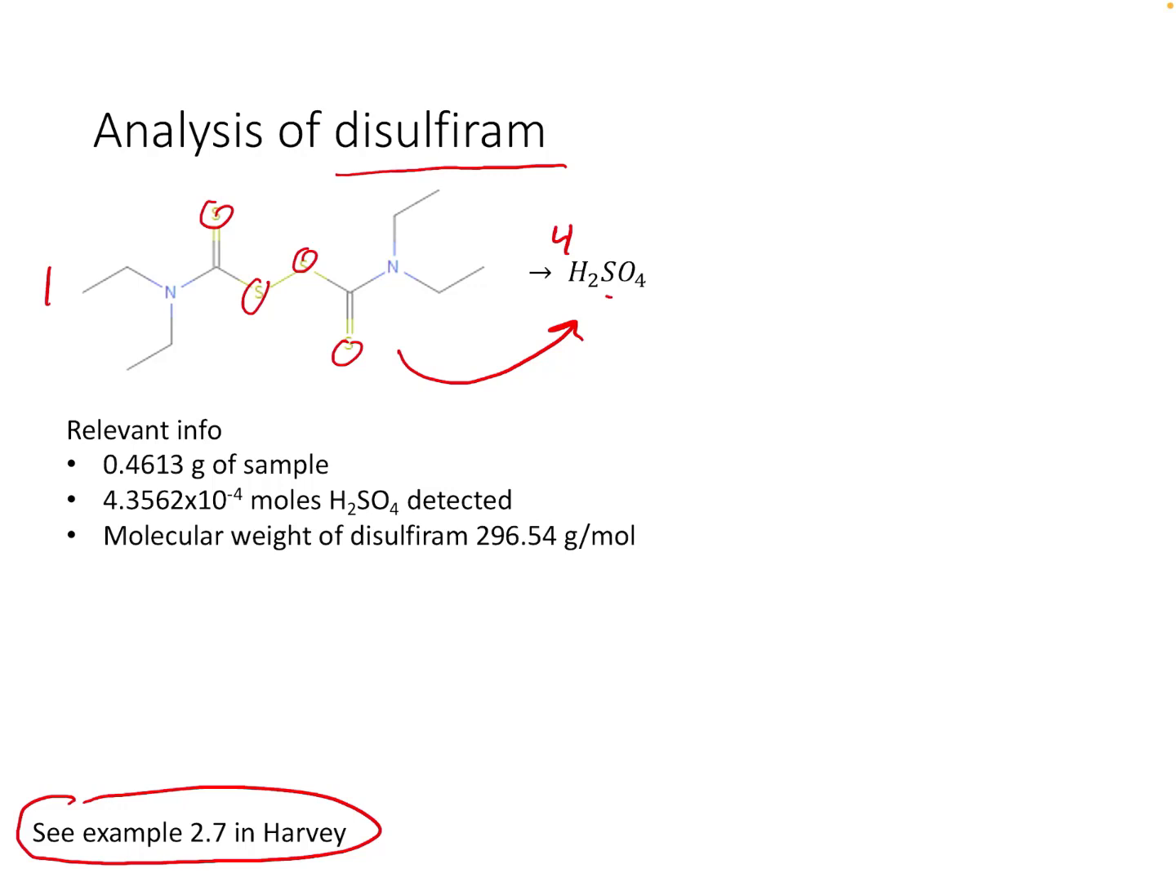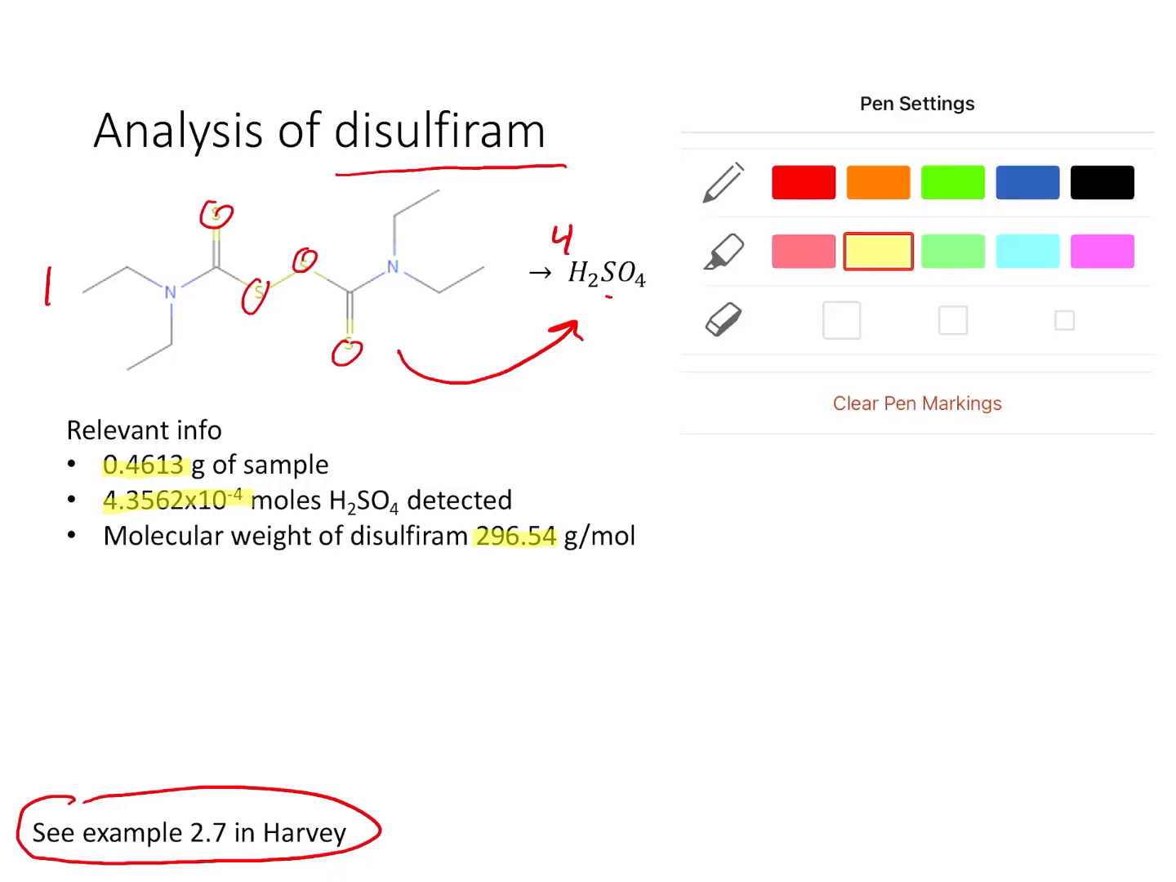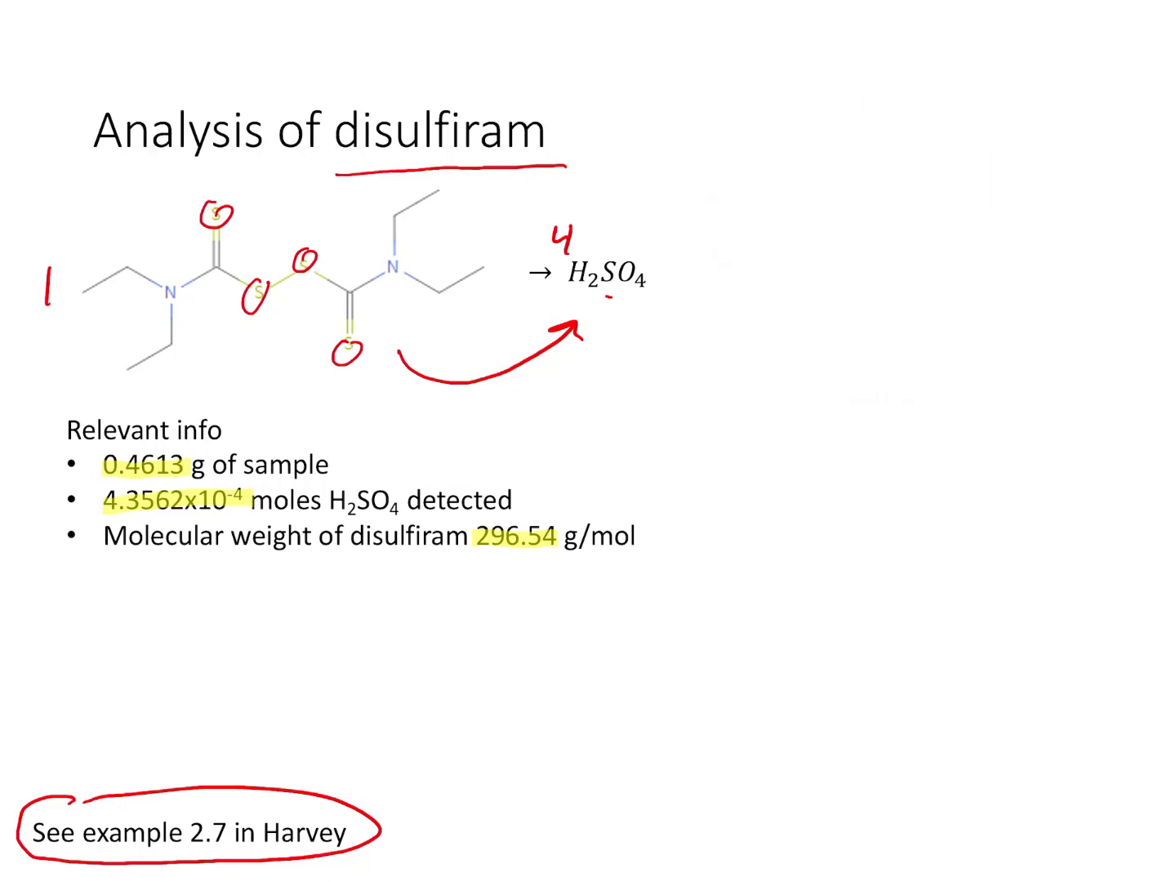And we've got some information here that I pulled from the exercise. The sample is 0.4613 grams. In the analysis, we determined that there was this many moles of sulfuric acid detected, and I've already crunched the molecular weight of disulfiram for you, so we should be able to proceed here. We've got 3 numbers. Remember, we need to ask ourselves 3 questions. Where do we start? Where do we end? And how do we get there?